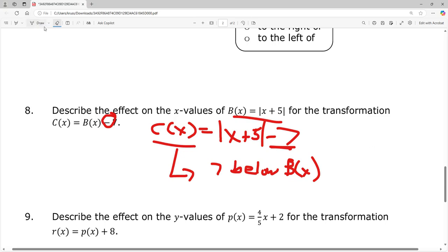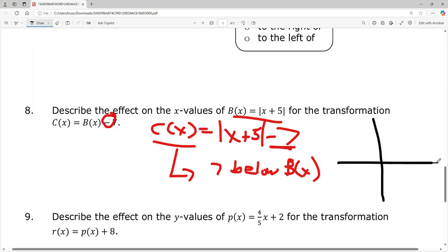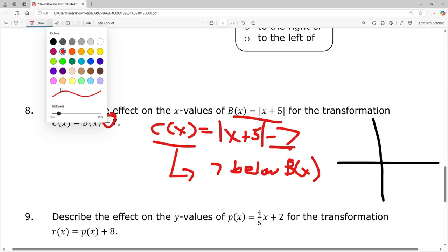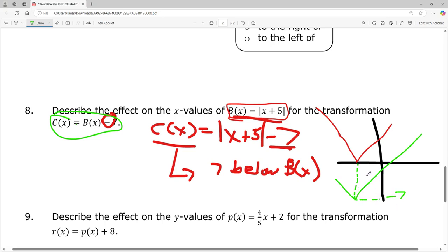Let me put down b sub x, here's the coordinate plane, right? And b sub x looks something like this. It's going to be x plus 5, so it's going to look like this, something like that, okay? But if I subtract 7 from this to get c sub x, it's just b sub x minus 7, so it'll look like this. These are the same values of x, but this is negative 7 for every point on there. All right, so that's how that works.